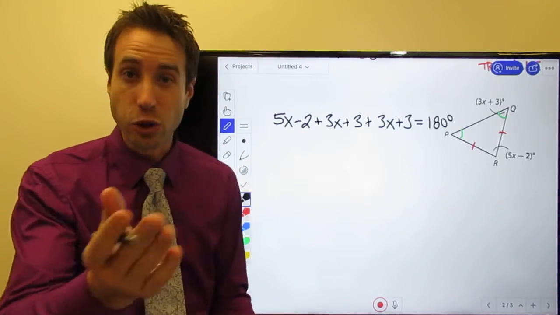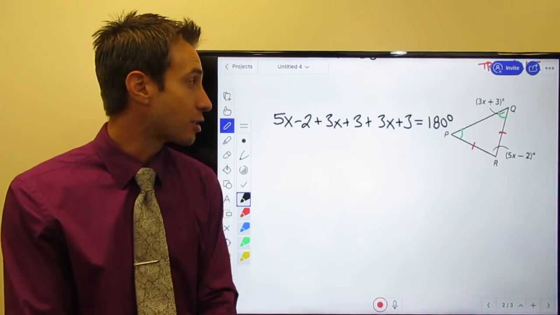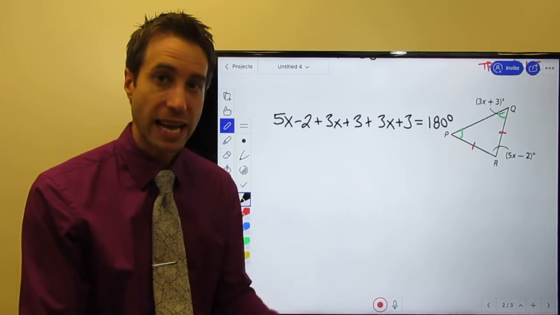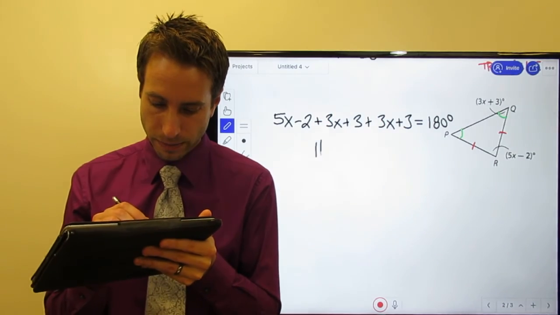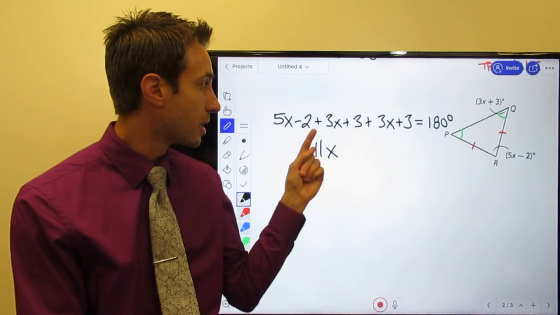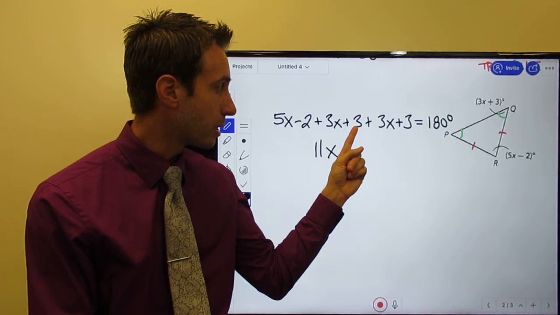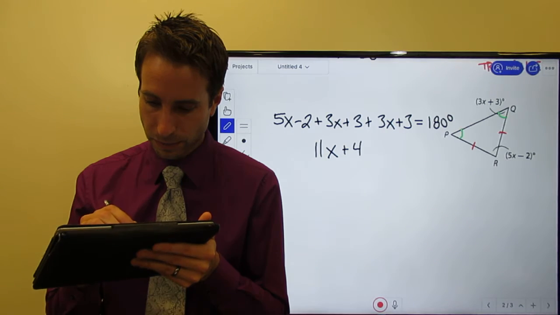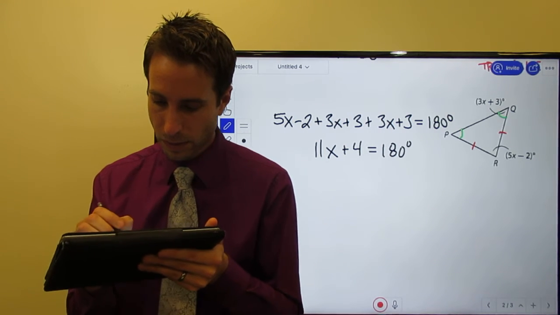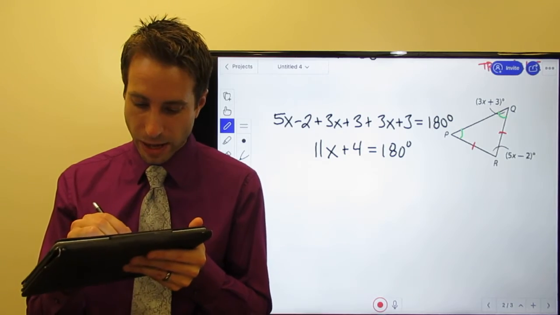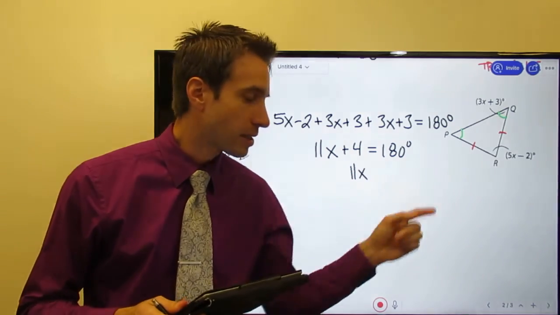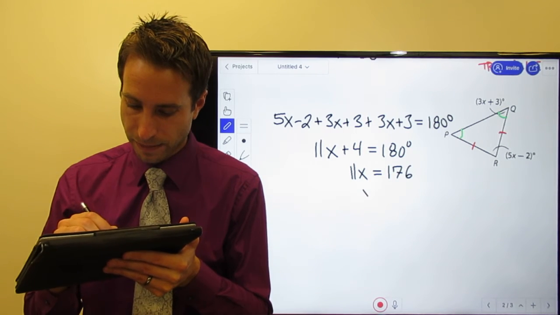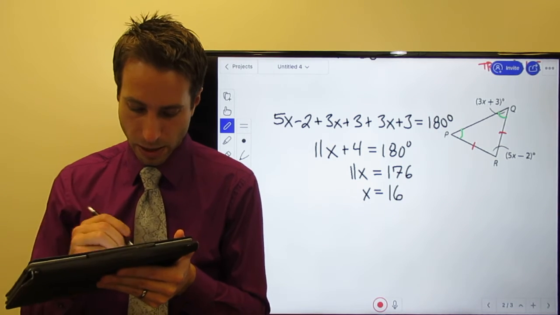All right, I know it looks like there's a lot there, but it isn't. It's a fairly simple algebra problem. Let's combine like terms. 5x plus 3x plus 3x, 11x. Combine like terms. Negative 2 plus 3 plus 3 should be a positive 4. Okay, subtract the 4 to the other side, right? Since it's a plus 4, subtract it to the other side. 180 minus 4, it's going to be 176. Divide both sides by 11, we get 16.